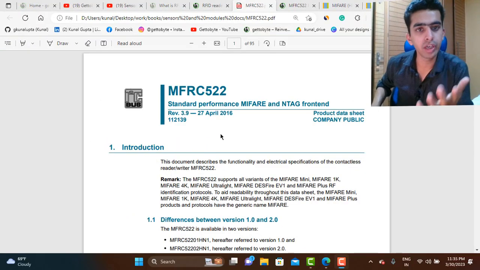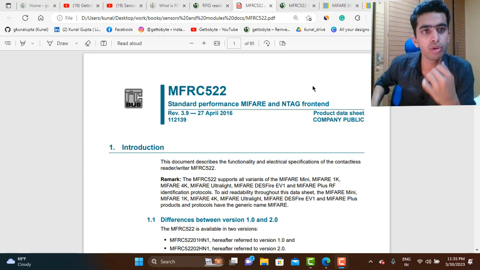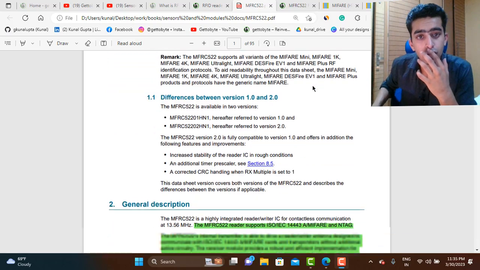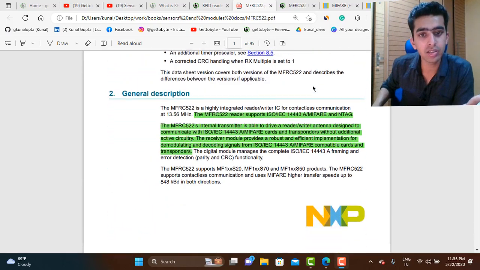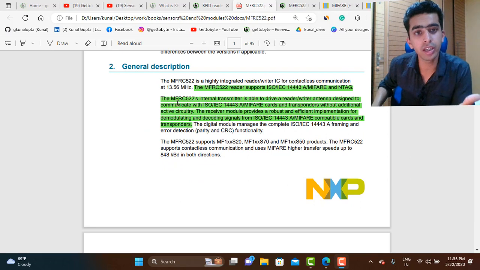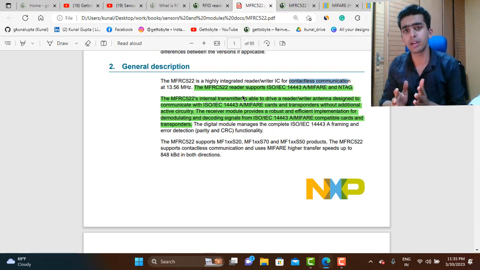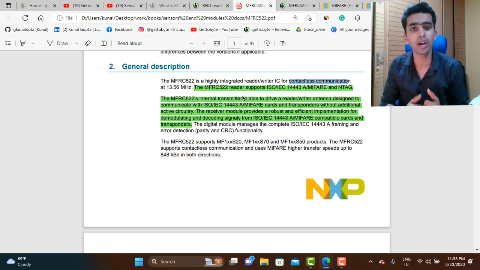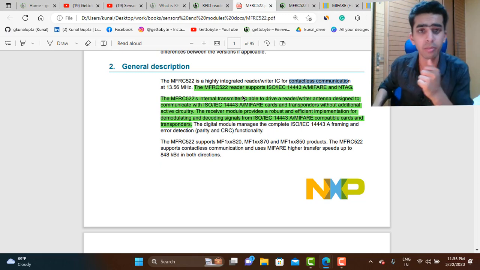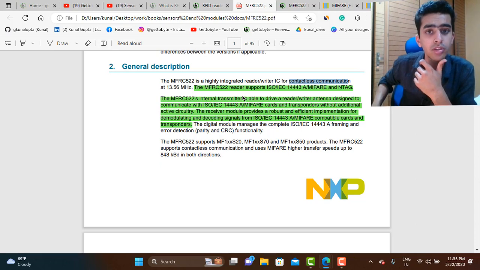So the first thing that we need for interfacing any sensor or module is to understand its datasheet. MFRC522 is an integrated circuit for contactless communication at 13.56 MHz. This contactless communication here is RFID technology. To know what RFID readers and RFID tags are, I would recommend that viewers watch the above video to get a clear understanding of it. Now the MFRC522 reader supports the ISO14443 protocol and MIFARE and NTAG.